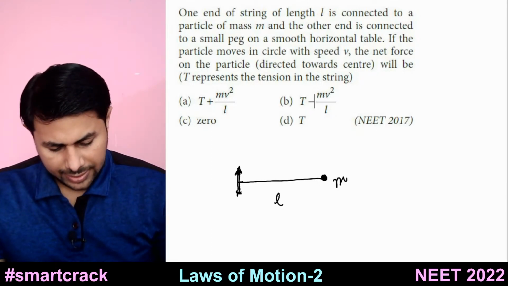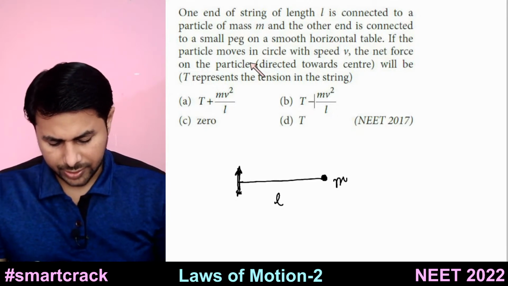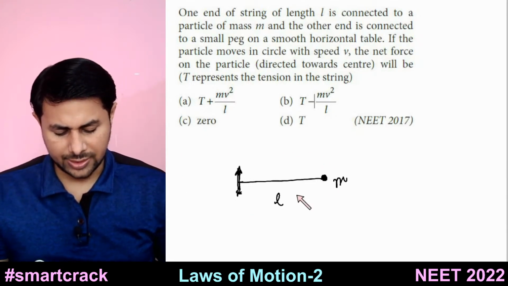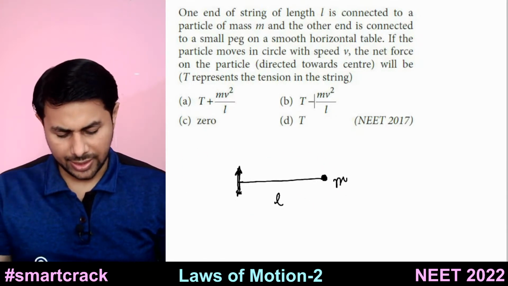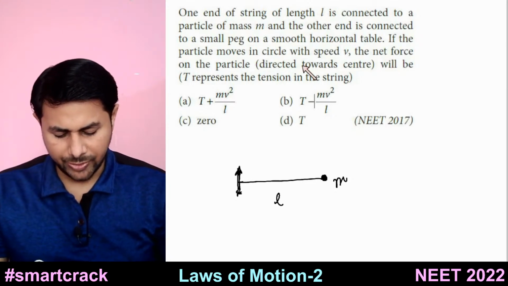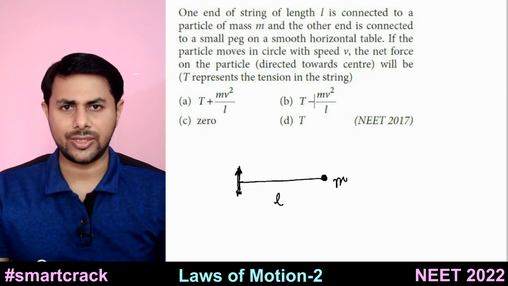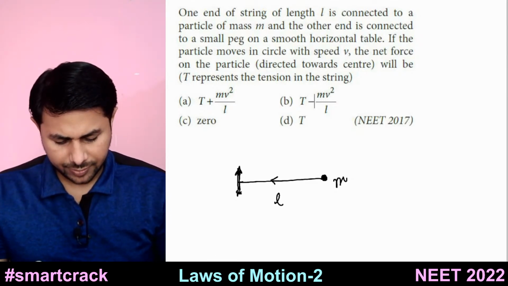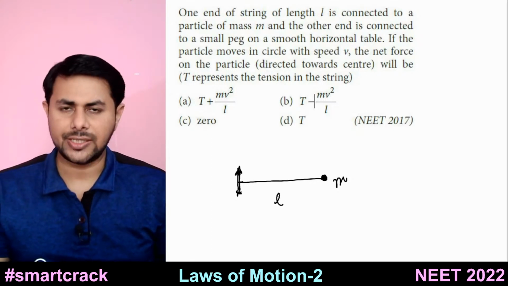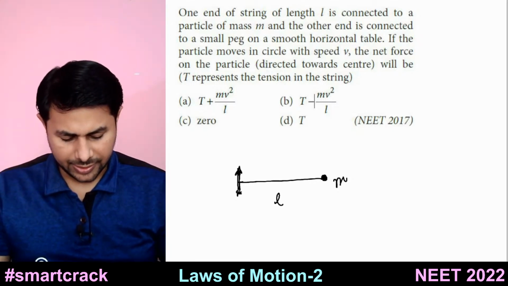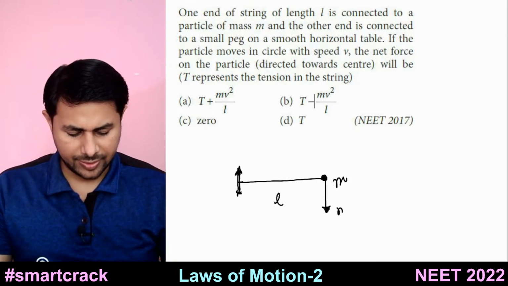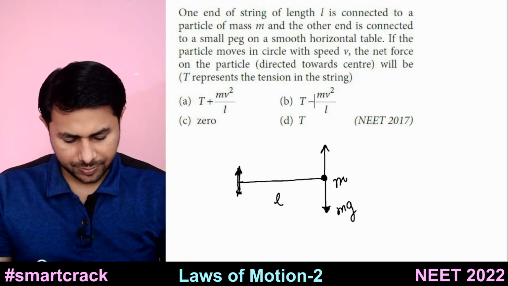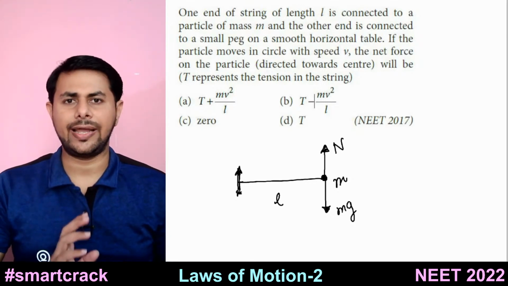The particle moves in a circle with speed v. So the question is, what will be the net force on the particle? Now you can say it is resting on a horizontal table. That means there will be the weight of this particle, mg, acting downwards. Then there will be a normal reaction due to the table which acts upwards.